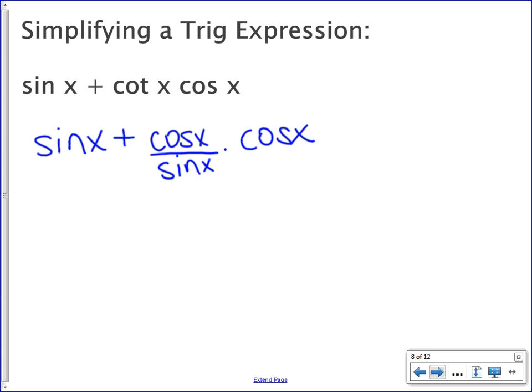Okay. So now what we have is the sine of x plus cosine squared x over sine of x. Okay? Well, we got to keep going with this, because this isn't any simpler than what we started with. So now what can we do?